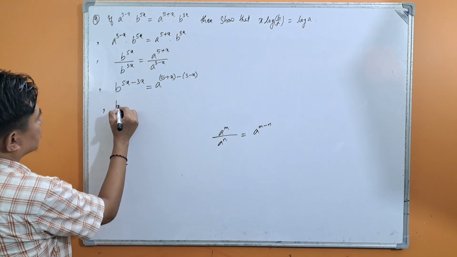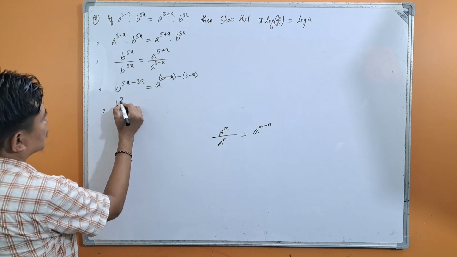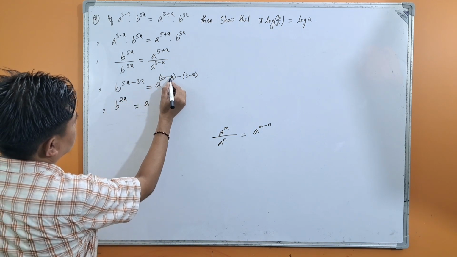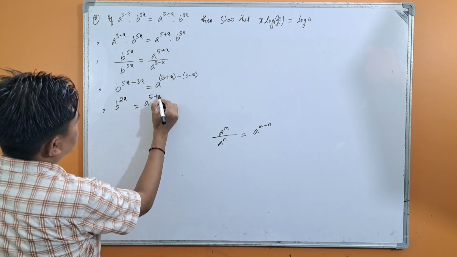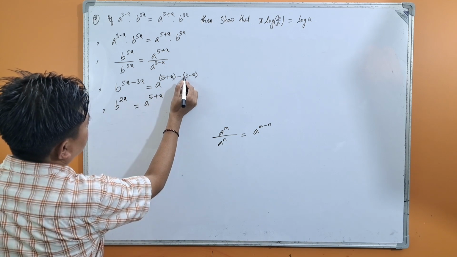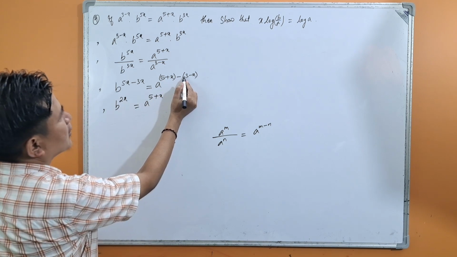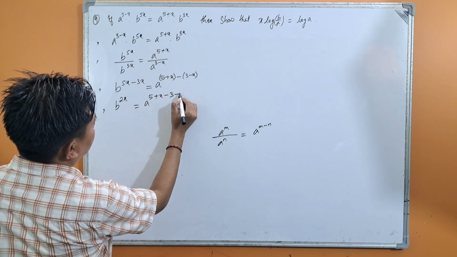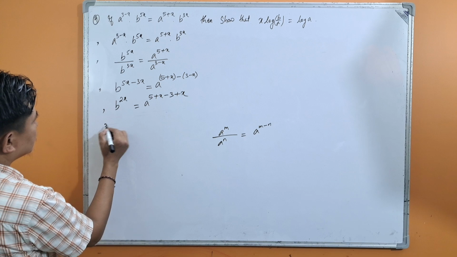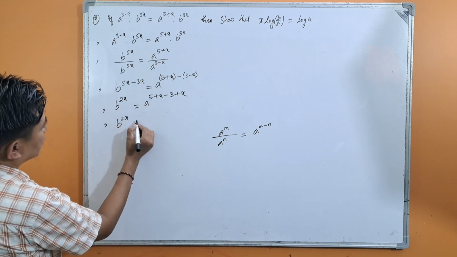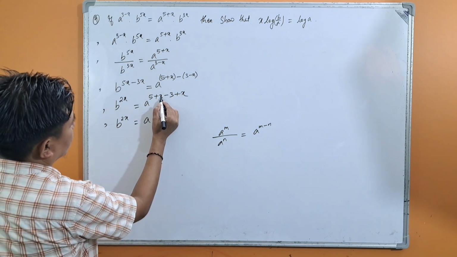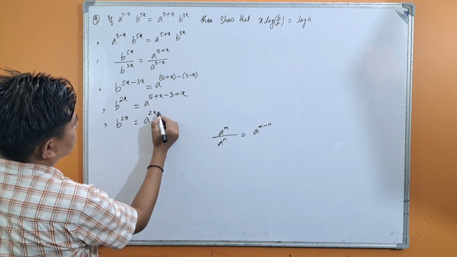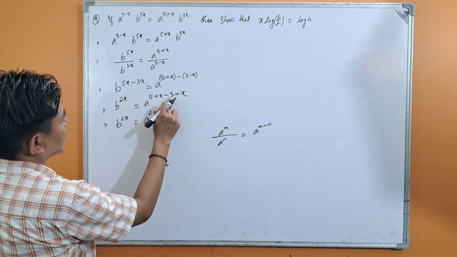Or b to the power 5x minus 3x is 2x, okay. This equal to a to the power 5 plus x minus into plus. There is plus sign before 3, so minus into plus, minus 3, minus into minus, plus x. Or b to the power 2x equal to a to the power x plus x is 2x, 5 minus 3 is plus 2, 5 minus 3 is 2, okay.